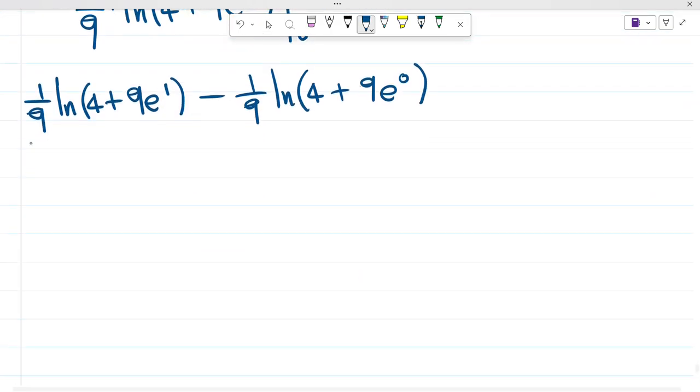So from there, we are then going to use our calculators. We should get something like what I'm going to get here. Otherwise, if you get something else, it means that you have done something wrong. Plus 9e minus 1 over 9 ln of 4 plus 9e to the power of 0.